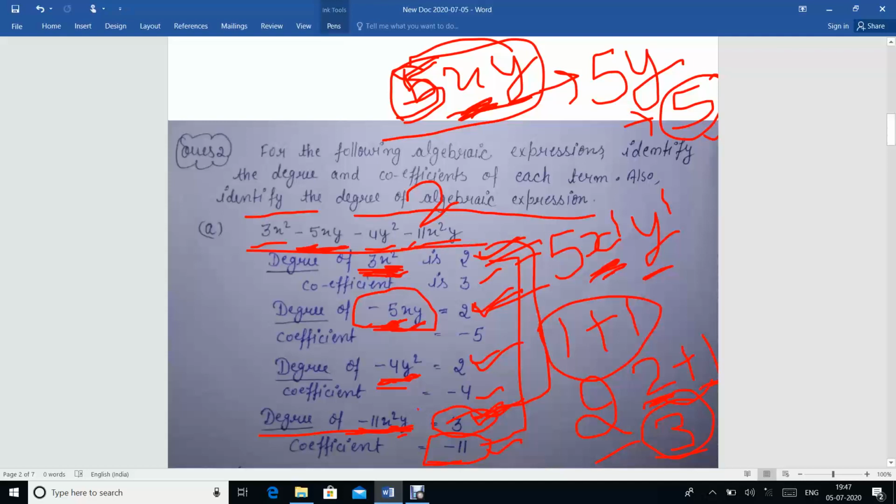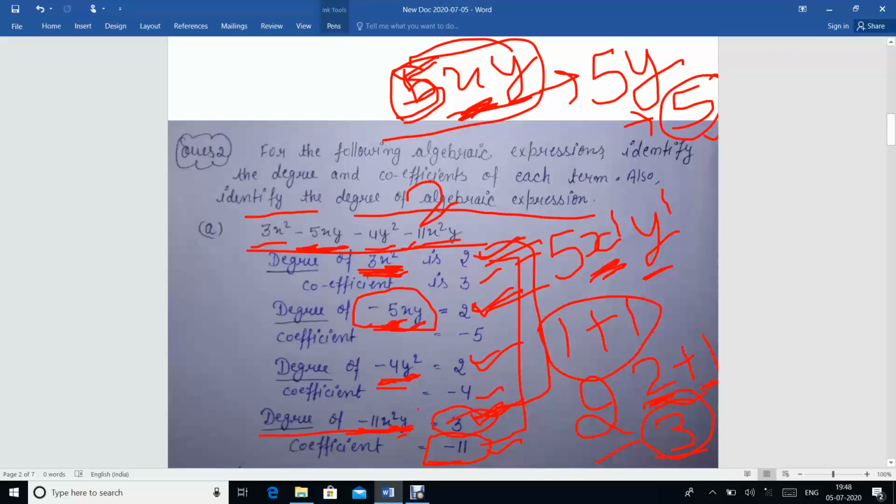Firstly you have to find the degree of each term individually. After that you have to observe which is the highest degree among the terms. Then the highest degree of the terms will be the degree of the algebraic expression. I hope all of you understand.